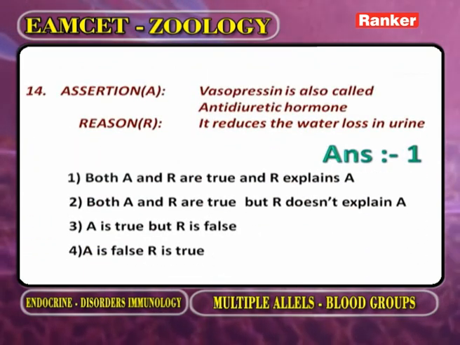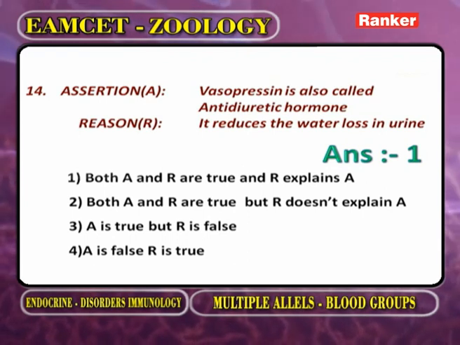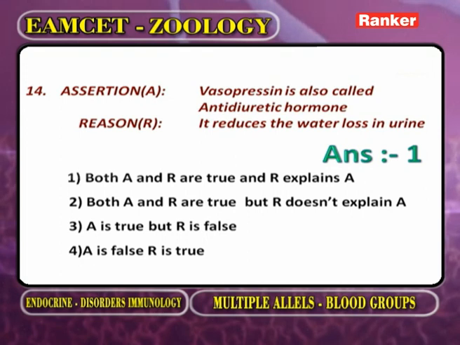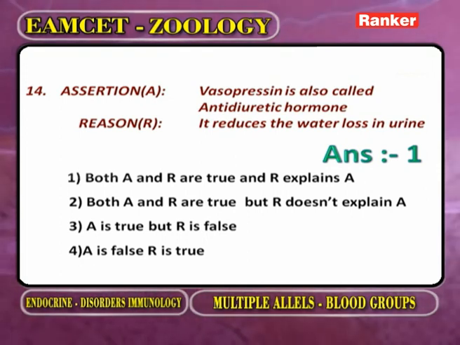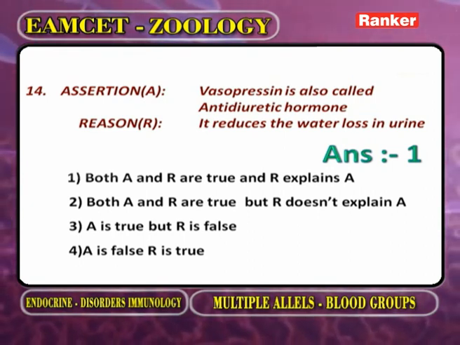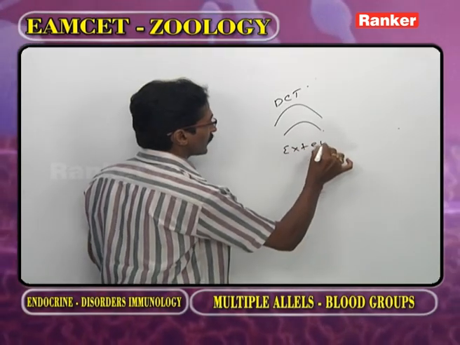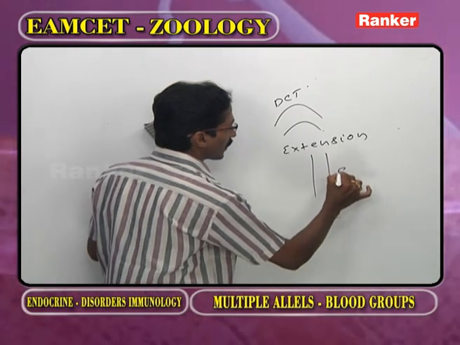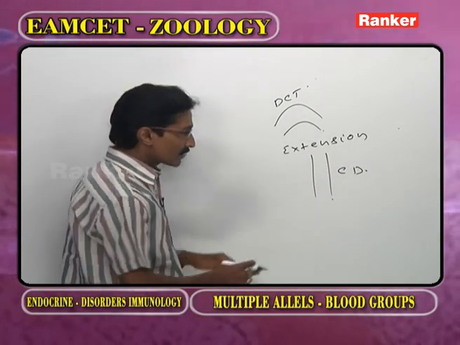Assertion: vasopressin is also called antidiuretic hormone. Vasopressin is also called antidiuretic hormone. Now, as we observe the nephron, one part is the distal convoluted tubule. The extension of the nephron is what we call the collecting duct.